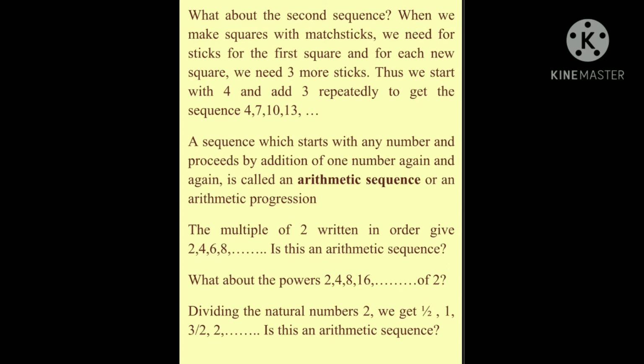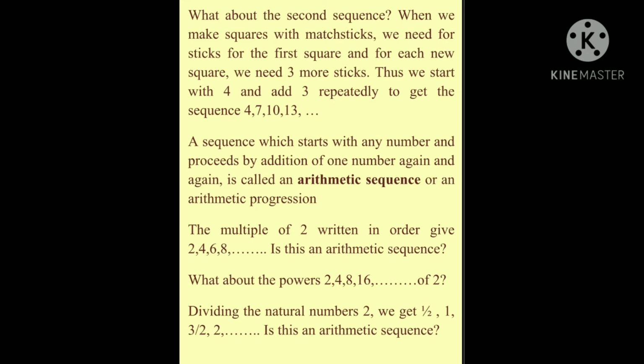Thus we start with 4 and add 3 repeatedly to get the sequence 4, 7, 10, 13 and so on. A sequence which starts with any number and proceeds by addition of one number again and again is called an arithmetic sequence or an arithmetic progression. Once more I am repeating the statement. A sequence which starts with any number and proceeds by addition of one number again and again is called an arithmetic sequence or an arithmetic progression.